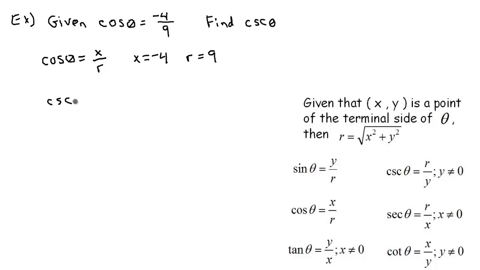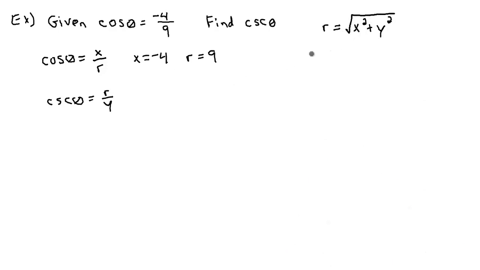Now we want to find the cosecant of theta. So cosecant of theta, that formula I believe is r over y. So we've got our r value, which is right here. We need to find our y value. So let's use our formula of r equals the square root of x squared plus y squared. Let's use this formula to get our missing y value.